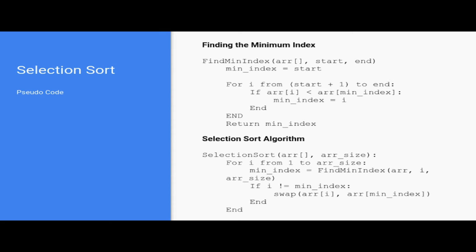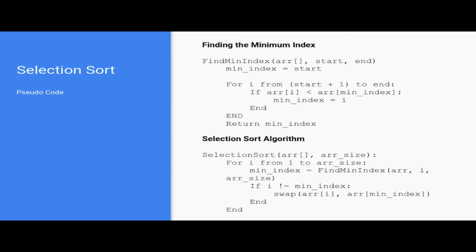So how does the code work? So first we need to find the minimum index. So we have written a pseudocode here, and this pseudocode works irrespective of any programming language, whether it's Java, Python, C, C++, anything. So we have an array function in which we pass the array, the starting and the end, and then we loop through it and find the minimum index.